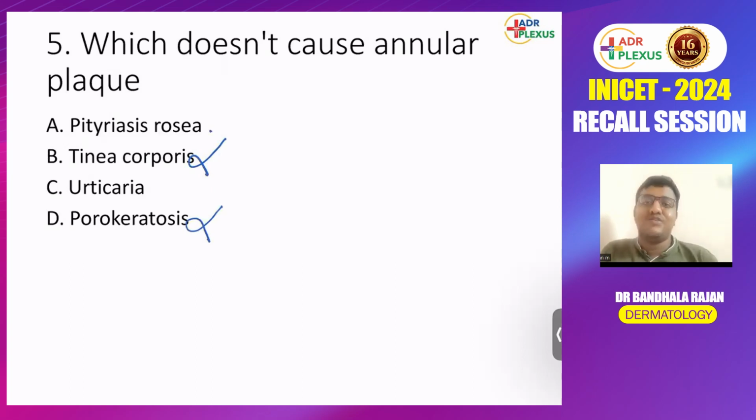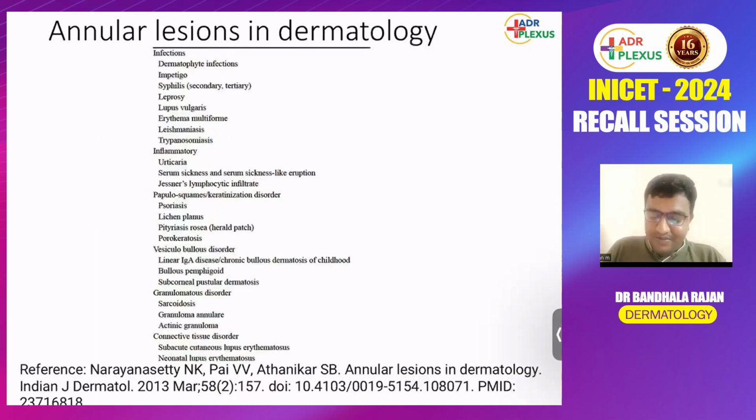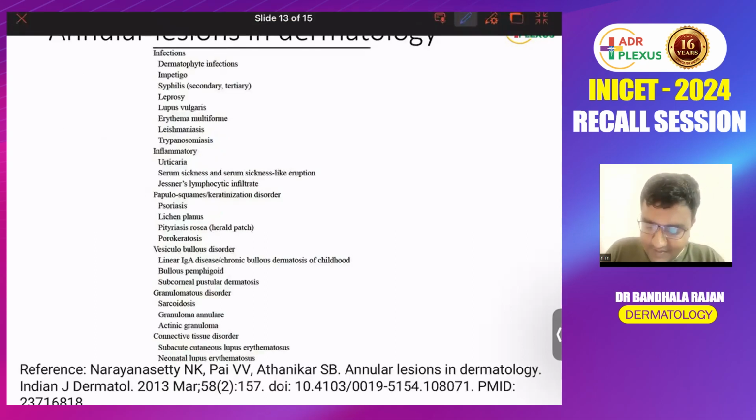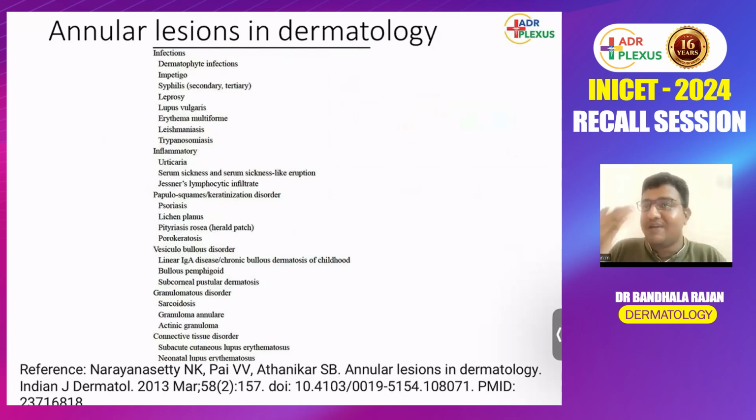But here some twist is there, because these two conditions are not known to have annular lesions always, but can have them rarely. When I searched some literature, I found out these things. Just for your information, I am just telling. Annular lesions in dermatology can be caused by multiple conditions. In this option, you can see dermatophytosis, which is tinea corporis, is the commonest cause, right?